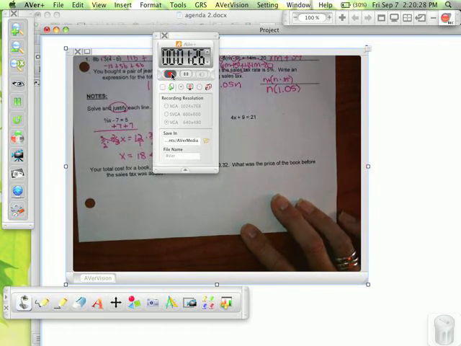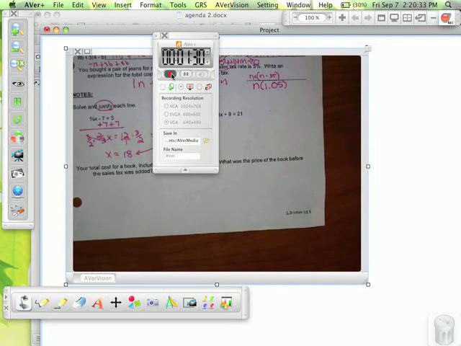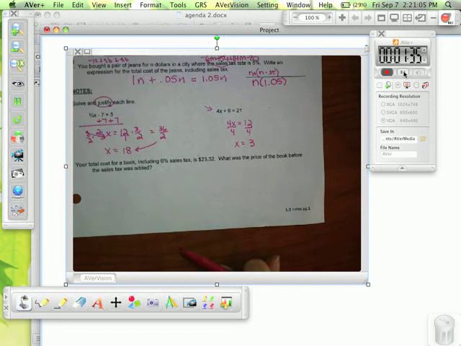All right. I want you all to try that one on your own real quick. How did it go? X equals 3, yeah?